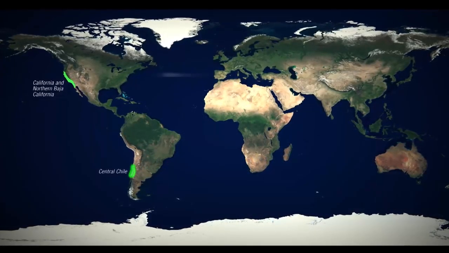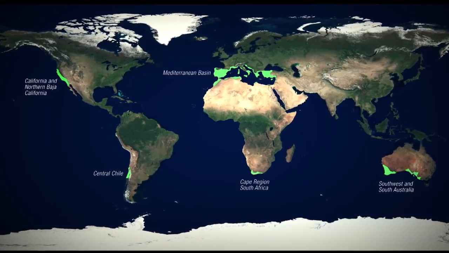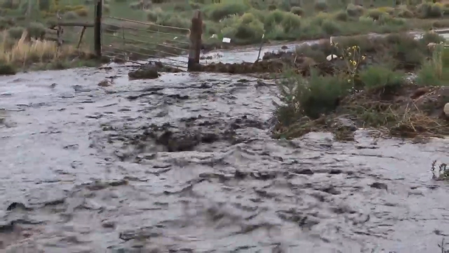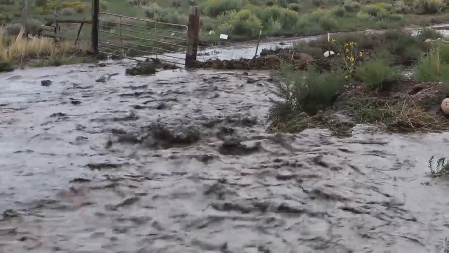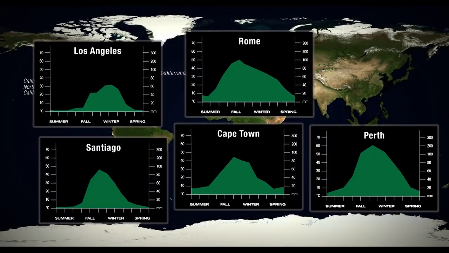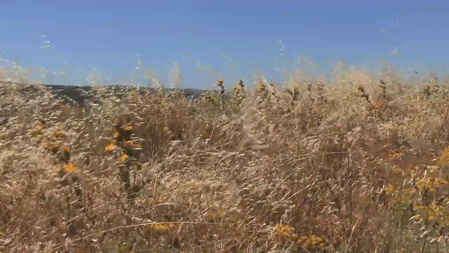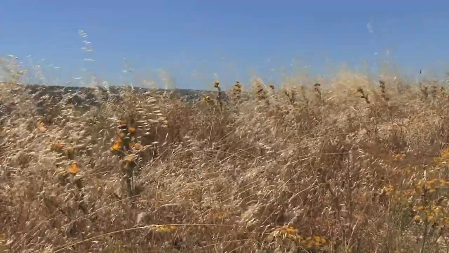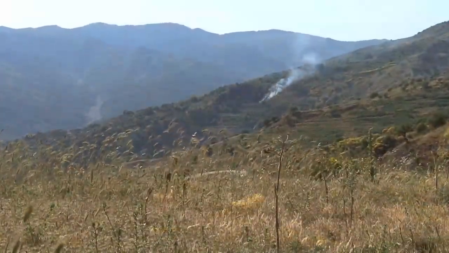In the world's five Mediterranean climate ecosystems, rain is fickle. The twin specters of drought and flood are always on the horizon. These regions receive the majority of their precipitation in the 5 or 6 months around winter. Hot, arid summers tend to parch vegetation. Dry conditions dramatically raise the chances of fire.